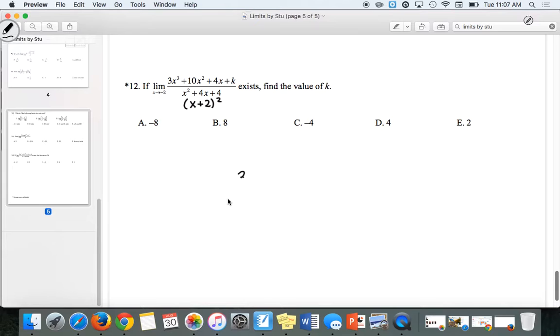So what he's saying is that he did synthetic division with 3, 10, 4, and k, and you put -2 in. Because you know that if that limit is going to exist, it's probably not an asymptote or anything. It's probably a hole, right? It probably divides evenly. So when we do that, we get -6, 4, -8, -4, and then we get k plus 8. So we want k plus 8 to equal 0.